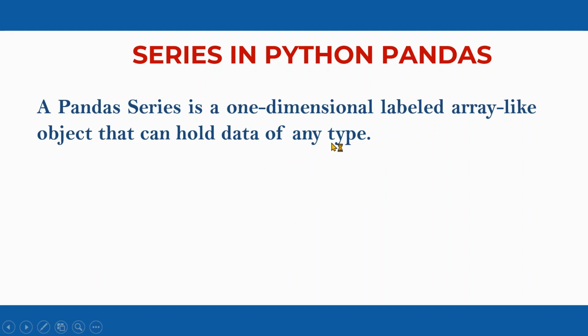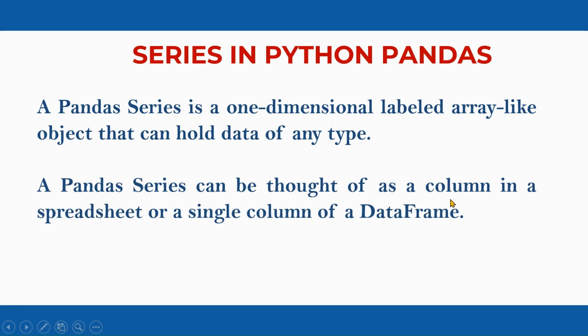And this particular series will be holding its index also. The index could be an alphabet, or it could be a number, or it could be a date. So a Pandas series can be thought of as a column in a spreadsheet or a single column of a data frame. Now a data frame is a combination of two or more series. So every series we can call one column. A column in a spreadsheet is considered as one series, or a column in a data frame is also considered as a series.